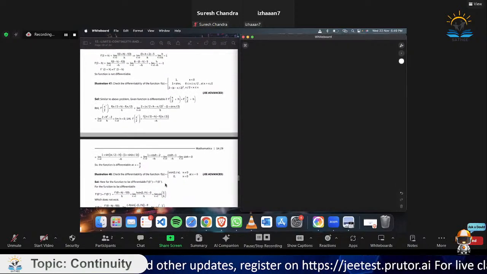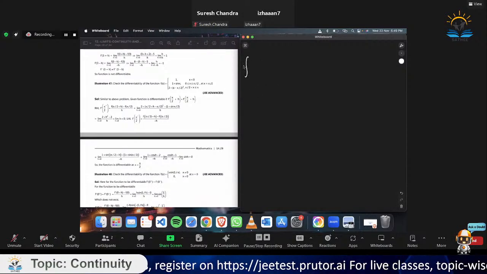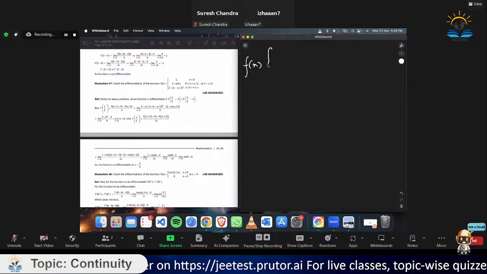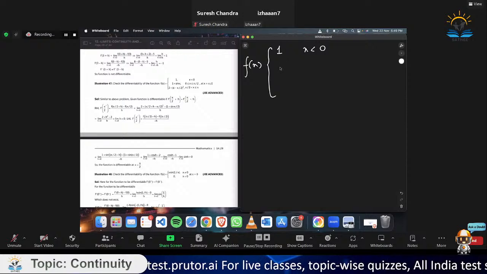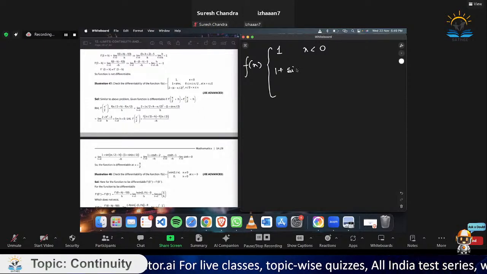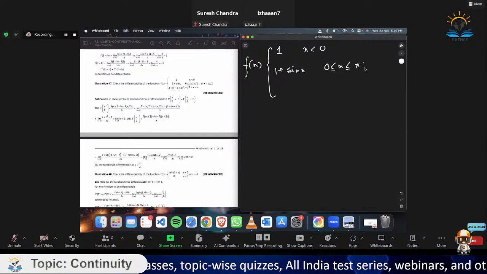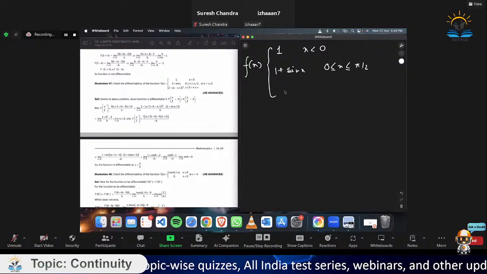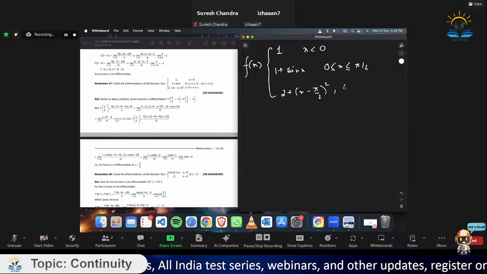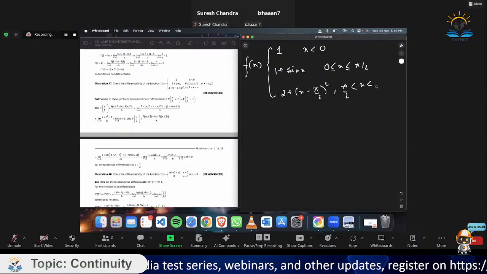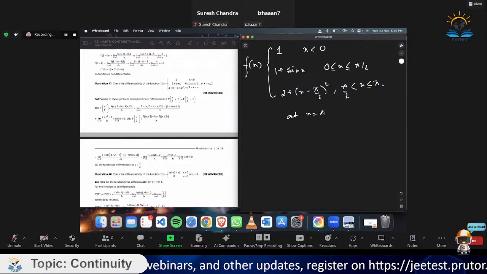Yeah. So now let's hop on to the questions of JEE Advanced. So in these, I've been given a function f(x). It is 1 for x less than 0. It is 1 plus sine x for 0 to pi by 2. And it is 2 plus (x minus pi by 2) whole square for pi by 2 up to pi. And we have to check the differentiability at x equals pi by 2.